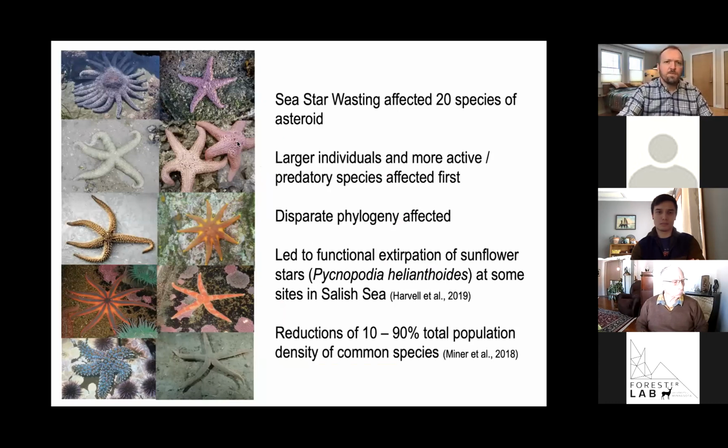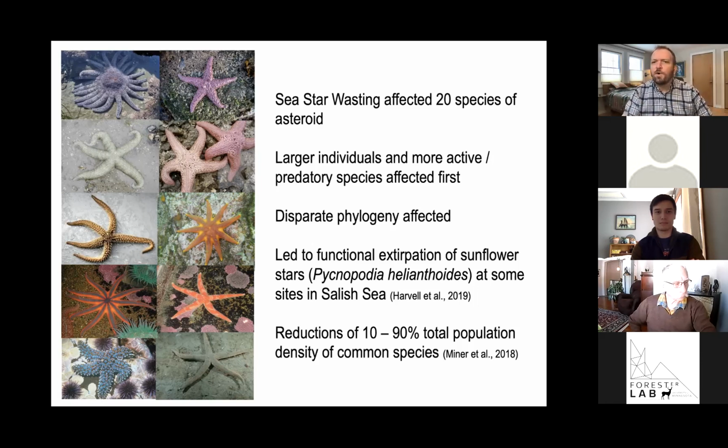These are the two most common ones at the top here. We have the sunflower star and we have the ochre star. You'll see those everywhere on the West Coast. They're still present out there today, although at reduced densities. We have Evasterias, or the mottled star, Pisaster brevispinus, which is Patrick the starfish from SpongeBob SquarePants, and then we have various other types and species. So 20 different species were affected by this in various different intensities.